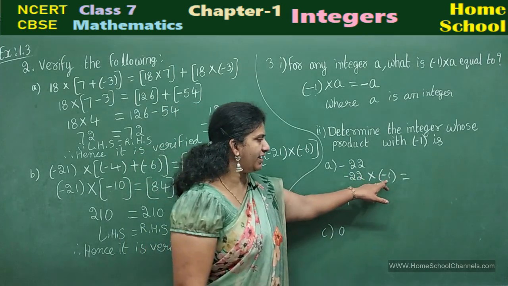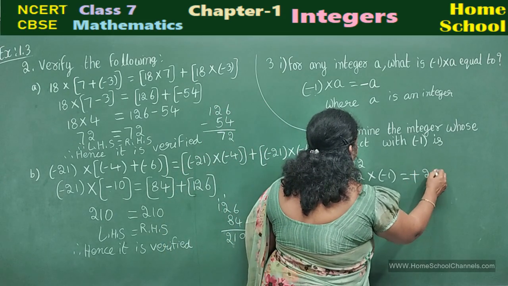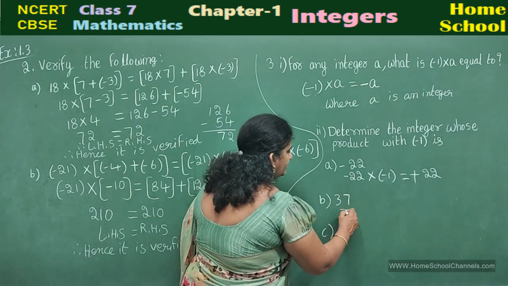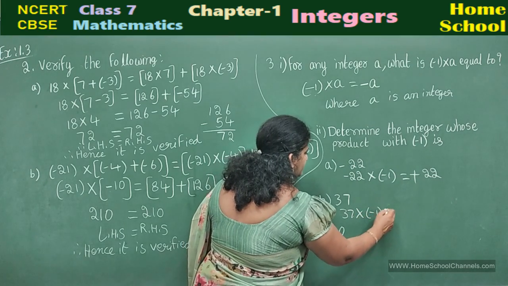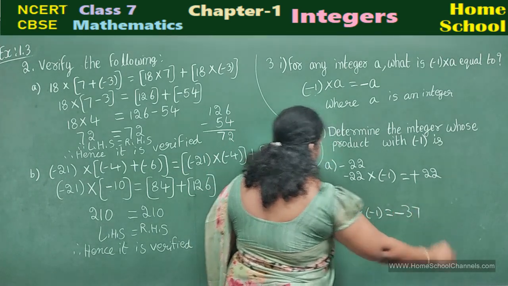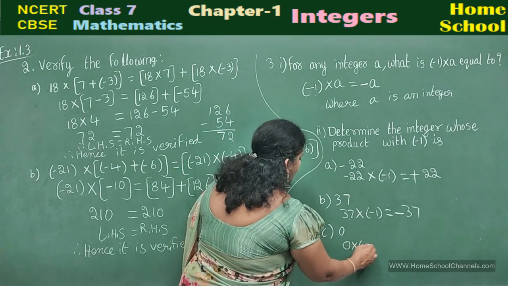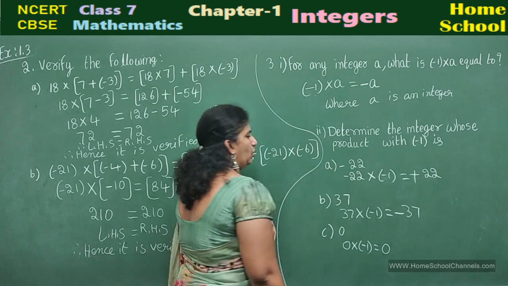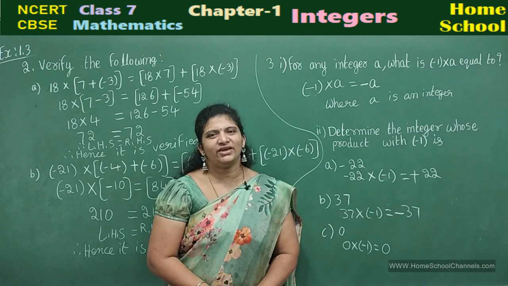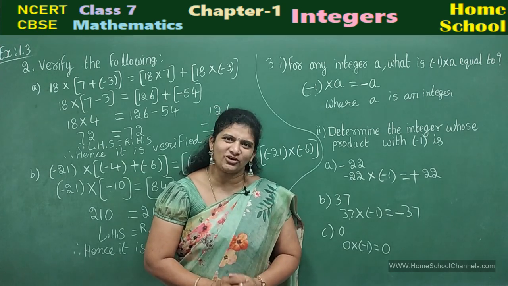Multiply minus into minus, plus, 22 ones are 22. Okay. And here B, 37. For 37 again multiply minus 1. Plus into minus, minus, 37 ones are 37. And here for 0. 0, if you multiply minus 1, what happens? 0. 0 into anything will be 0. Okay, is this clear? Today we are going to end this session. In our next session, we are going to continue this exercise. Until then, keep watching. Thank you all.